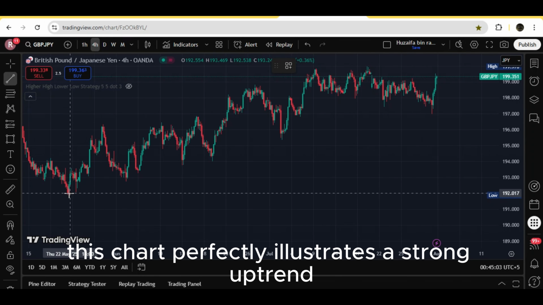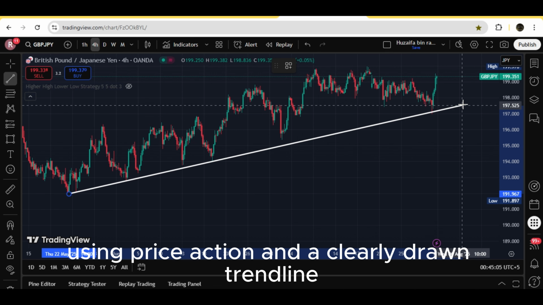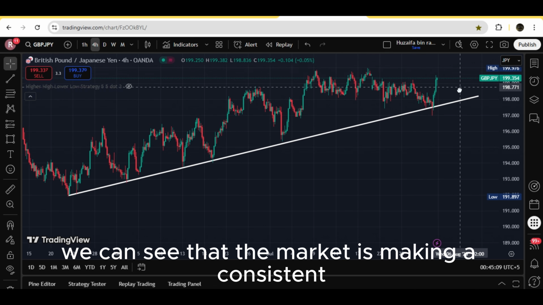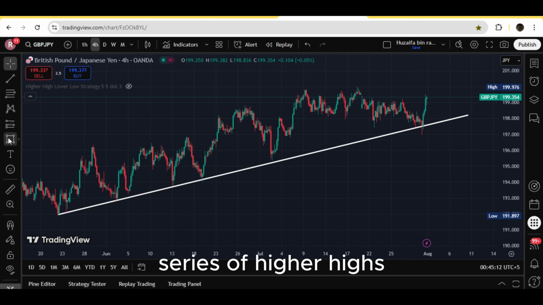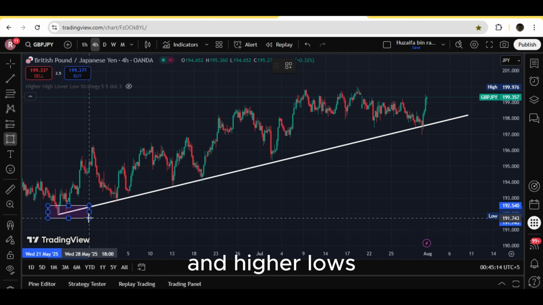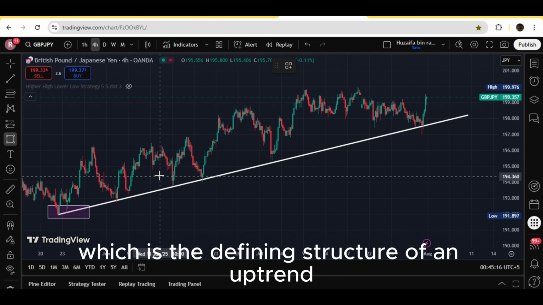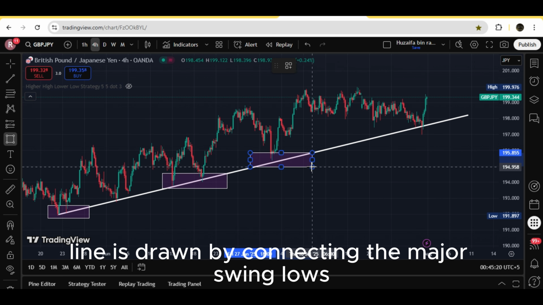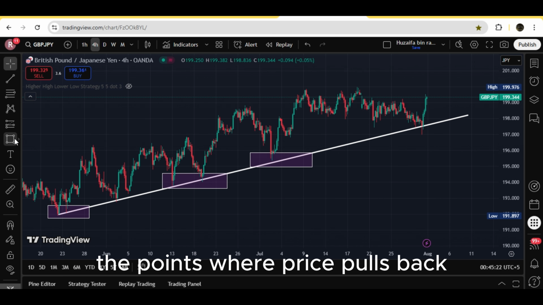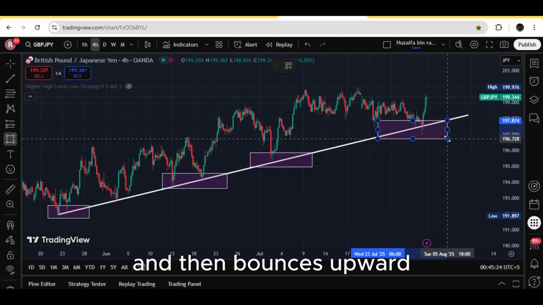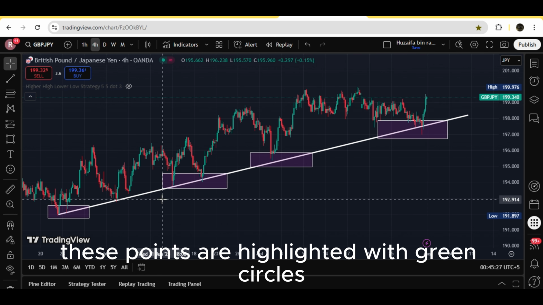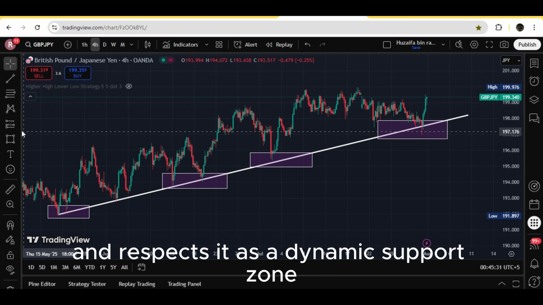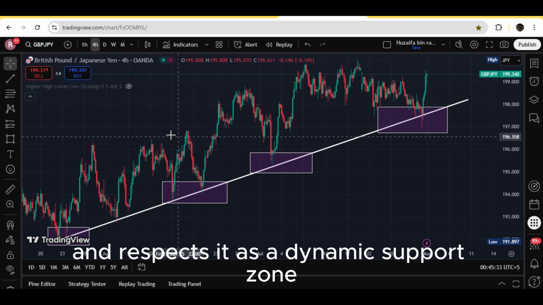This chart perfectly illustrates a strong uptrend using price action and a clearly drawn trend line. Visually, we can see that the market is making a consistent series of higher highs and higher lows, which is the defining structure of an uptrend. The black ascending trend line is drawn by connecting the major swing lows, the points where price pulls back and then bounces upward. These points are highlighted with green circles, showing how the price touches the trend line multiple times and respects it as a dynamic support zone.